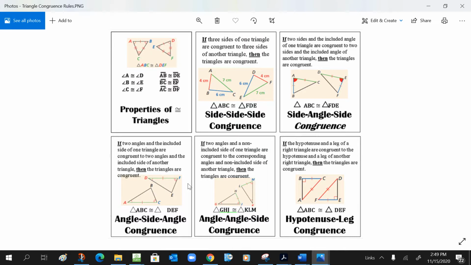The last one that's just angles and sides, needing to know 3 things about each triangle with respect to its markings, is called angle-angle-side. So it's still 2 angles in one triangle marked and 2 angles in another triangle marked. But this time it is a side outside of the 2 angles.